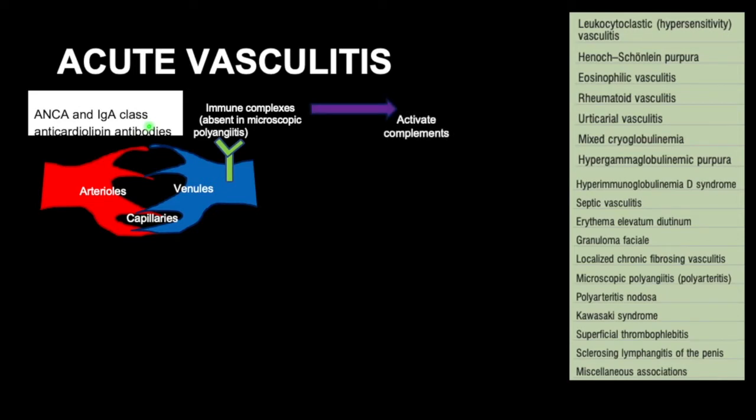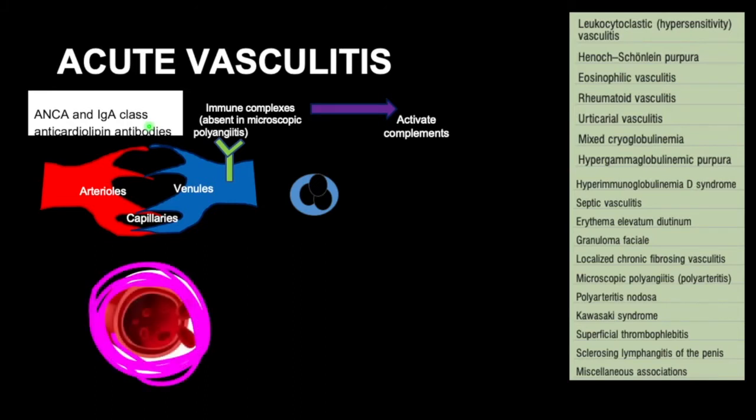So what happens is those antibodies will activate the complements, and then the complements will attract the neutrophils, and then the neutrophils will attack the vessels in order to cause the acute vasculitis. So that's the mechanism that causes the acute vasculitis. And we have all these different diseases that we will talk about in the acute vasculitis.